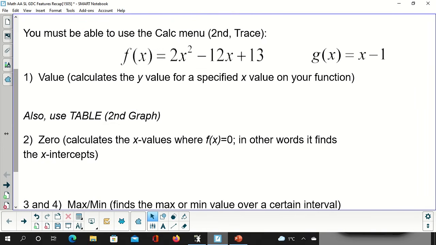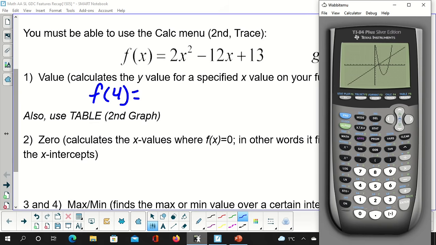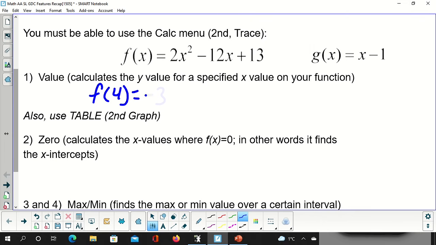Now that I have those functions in there, I want to be able to deal with the calc menu, which is second trace. And there are 7 important functions in there. The first is value. So let's suppose I wanted to know what f of 4 is. Of course, I could put it in there and work it through, or I could head to my GDC, and I'm going to press second trace to get to this calc menu, and I'll choose 1 for value, and then I'll just tell it the x value is 4, and hit equals. And it will tell me on that parabola, which is my y1, or the f of x, when x is 4, y is negative 3.